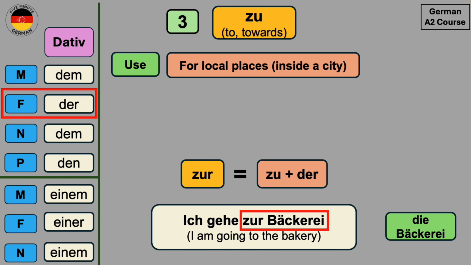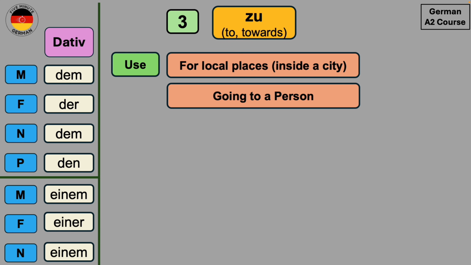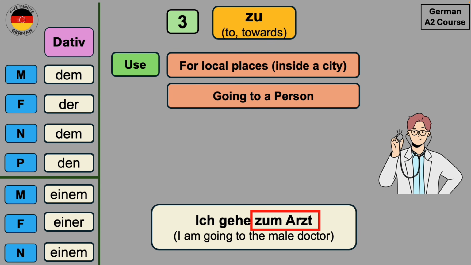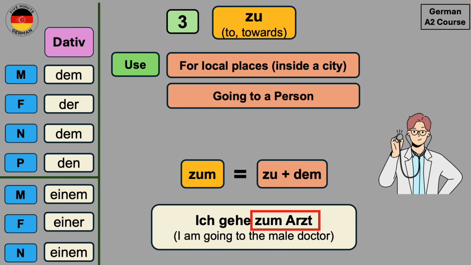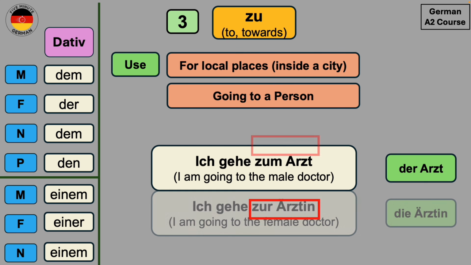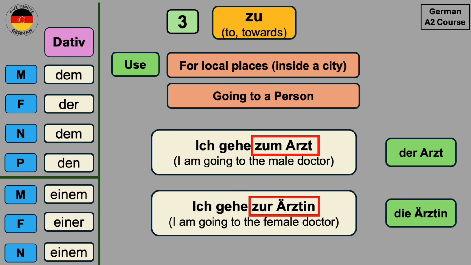Another use of zu is when you are going to a person. For example, I can say ich gehe zum Arzt. I am going to the male doctor, where zum is the combination of zu and dem, and Arzt means male doctor. Now if it was a female doctor, then I will say ich gehe zur Ärztin. I am going to the female doctor, and in this case we use zur, which means zu der, because Ärztin is die Ärztin.